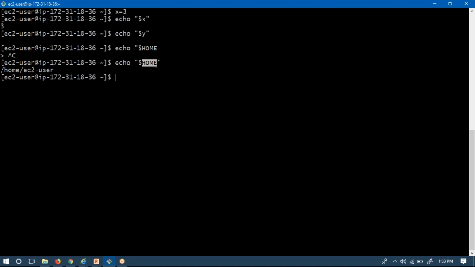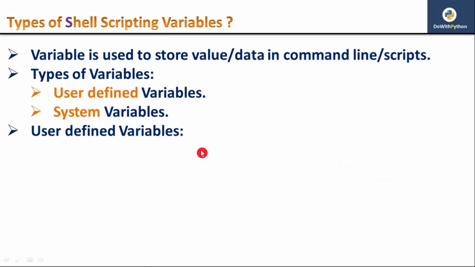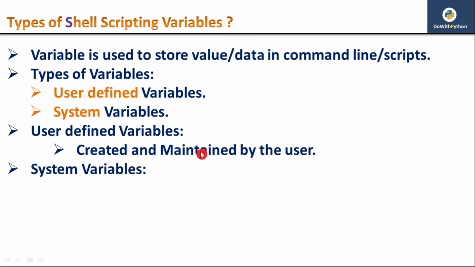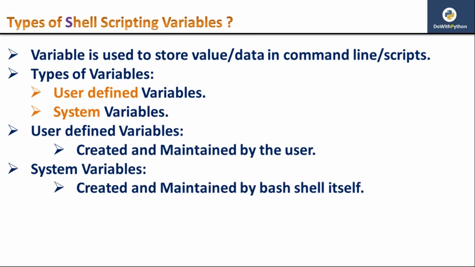So these are called our next type of variable, that is system defined variables or system variables. System variables are created and maintained by the bash shell itself. Whenever you are writing a shell script, you should not take a system variable as your variable. Suppose you want to define x equals 2, you can do it, but don't try to use capital HOME equals 2, because HOME is already defined by the system. You should not override that. Of course, if the logic requires it, then you can change it.